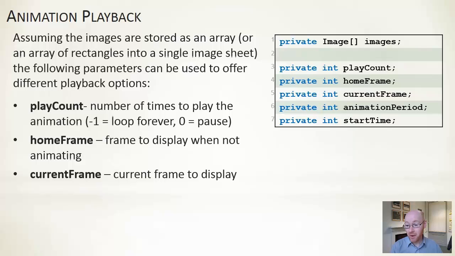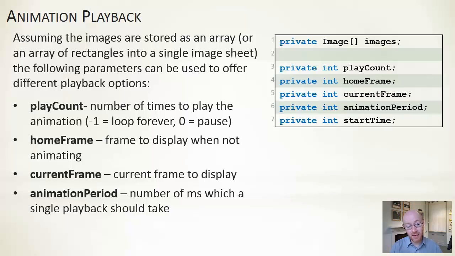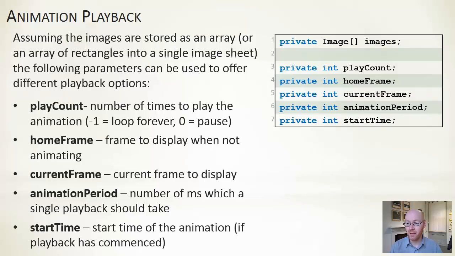We have an animation period, which will be the number, here we're assuming milliseconds, that a full iteration or playback should take. There are different ways of doing this. Sometimes you might express it as the period of the full animation. Sometimes you might say, for each frame of the animation, how long should it be visible on screen? So it's swings and roundabouts. Start time, finally, is when we started playback of the animation, and we will use this as our point of reference to work out what is the appropriate current frame to use at this point in time.